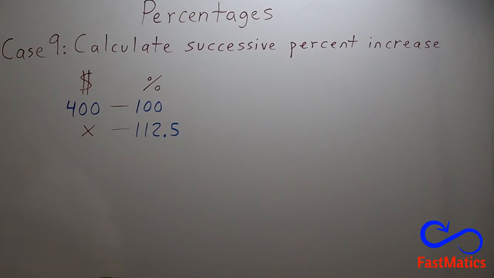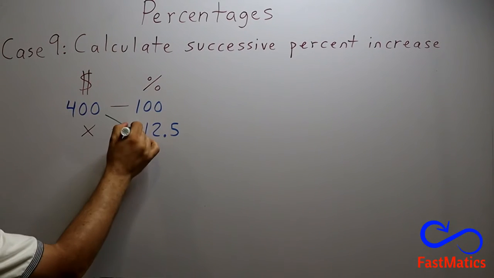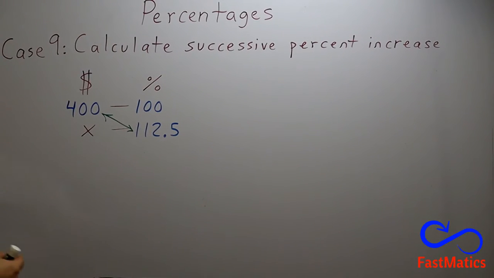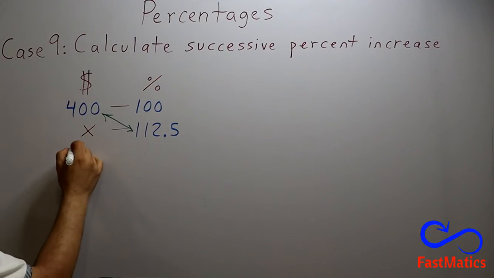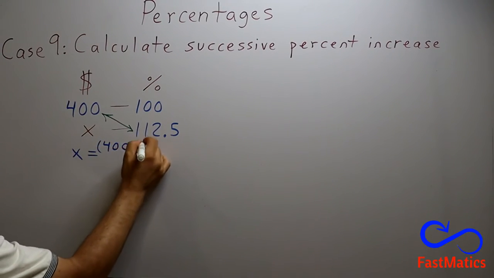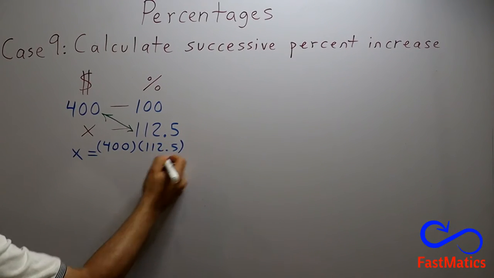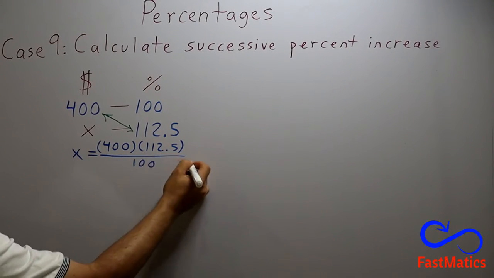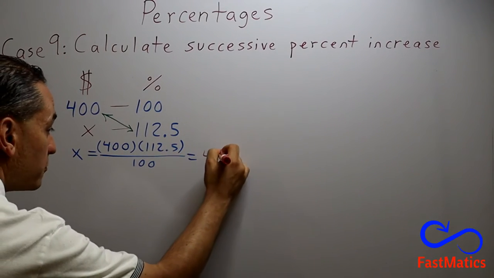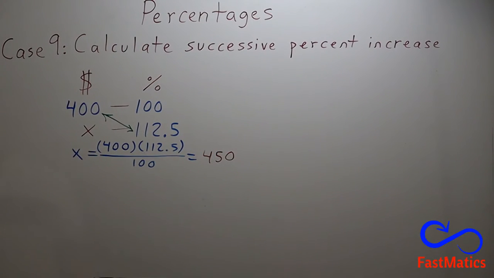Then we are going to make that rule of 3. Remember that always you are going to multiply the numbers that have a couple in diagonal, and the answer will be divided by the number that doesn't have a couple in diagonal. So x is equal to 400 times 112.5 divided by 100. And the answer is $450.